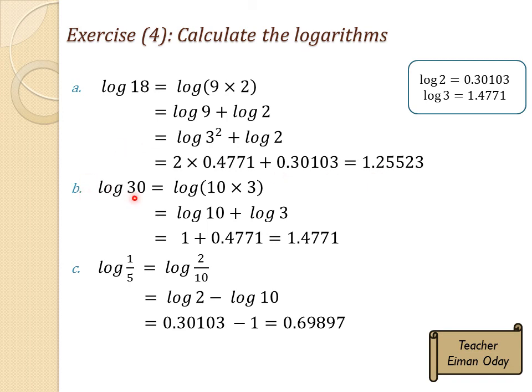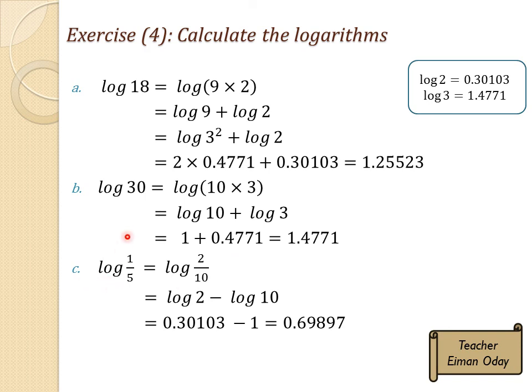For B, we have logarithm 30. 30 is 10 times 3. Multiplying the numbers is adding logarithms. Logarithm 10 plus logarithm 3. For 3, we have the value. And for logarithm 10, as we know, the base is 10, so 10 and 10, the value of the logarithm is 1. So 1 plus 0.4771, and this is the result.